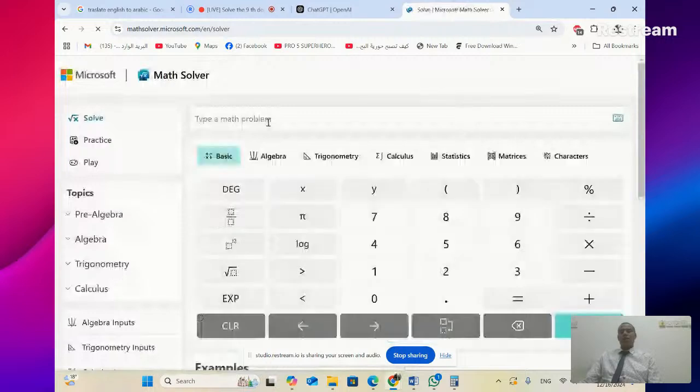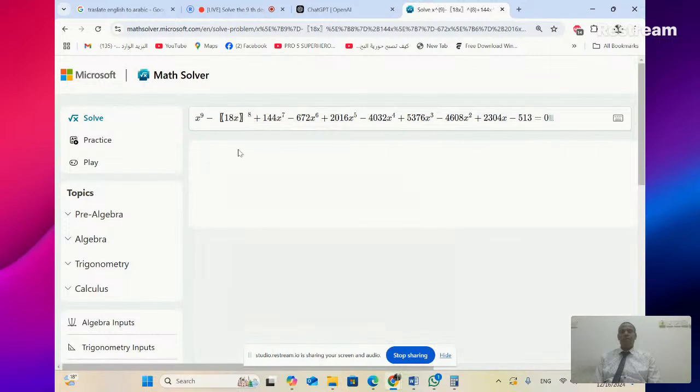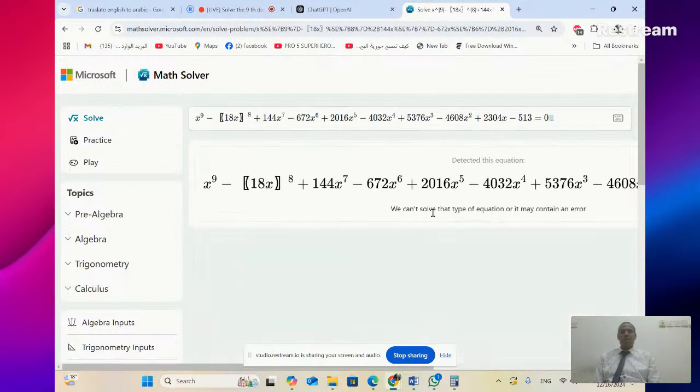I will tell him this one. Practice. Now it comes here. Okay, do like that first. We cannot solve that type of equation, or it may count on it. Now, because he can find the roots of this, even 18 raised to the power 8, it's clear. It can work.